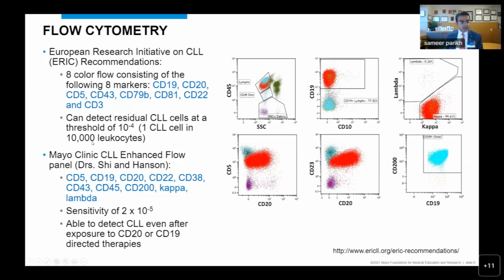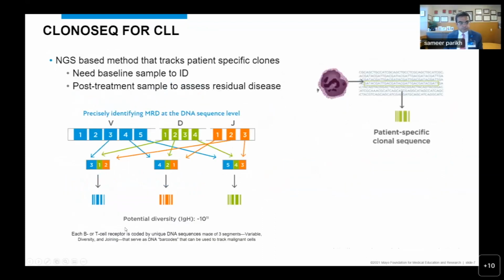Now, obviously, there are iterations of these panels around. One in particular that we use here at Mayo is an enhanced flow panel, where there's a slightly different combination of markers, but we believe that this has more sensitivity. And of course, head-to-head comparison trials need to be done to understand if this is truly the case. But one of the advantages is that this can detect CLL even after exposure to anti-CD20 or CAR-T-directed therapies. What about clonoSEQ? I think you've all heard about the approval of clonoSEQ for CLL by the FDA.